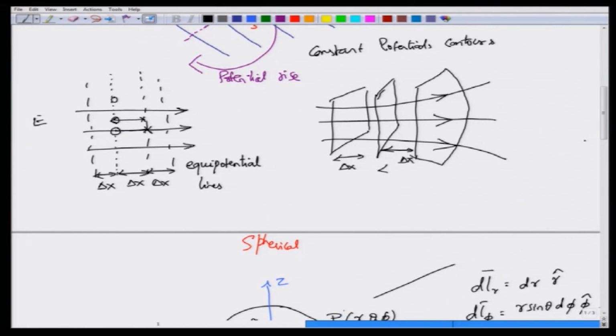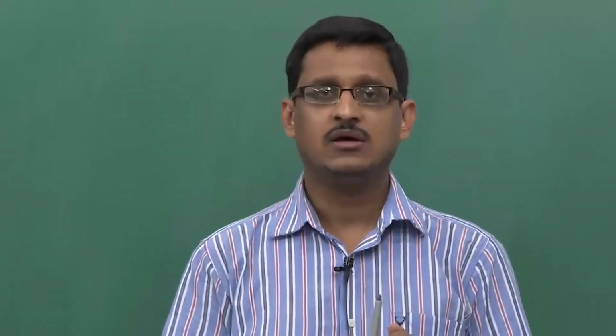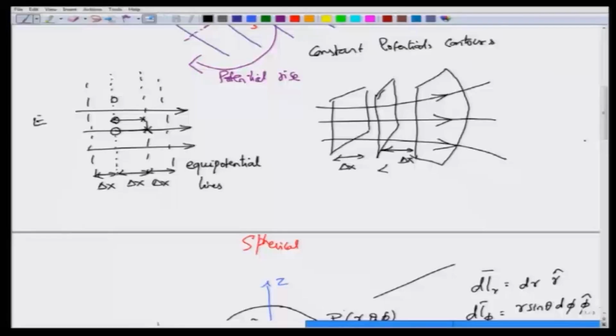Because the field is getting weaker here, you need to move a larger distance to get the same potential difference than you would have obtained if you had moved in a strong electric field. See, in a strong electric field you move a certain distance delta x, you get a certain potential. However, if you move the same distance in a weaker electric field, you will not get it. So, you have to move a larger distance in the weaker field in order to get the same potential difference, and that is how the potential contours or surfaces start changing. They also start spreading apart.